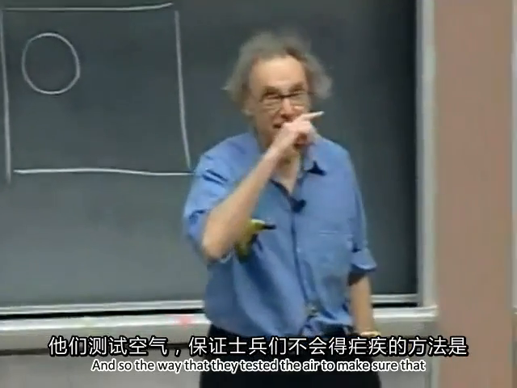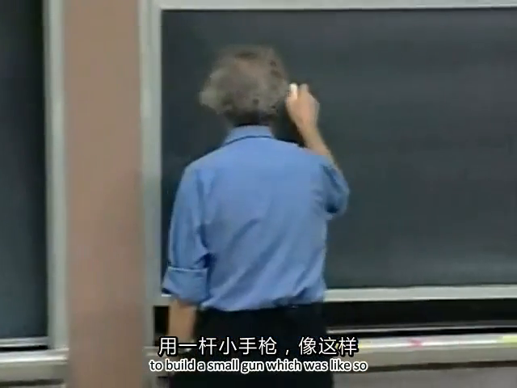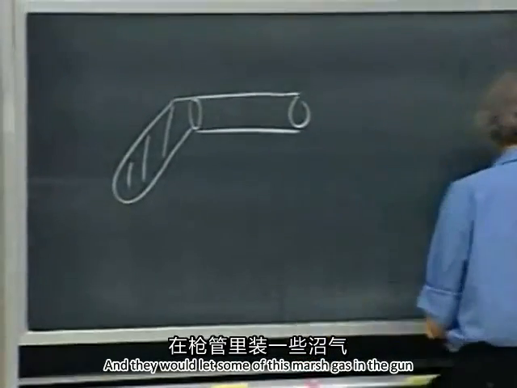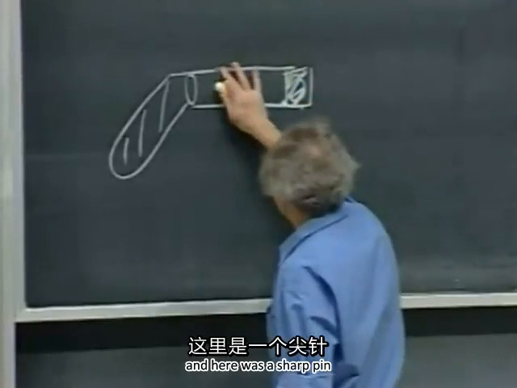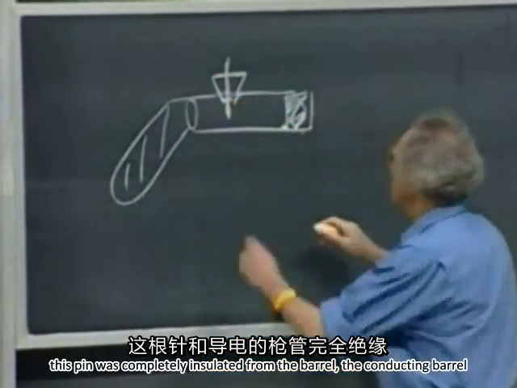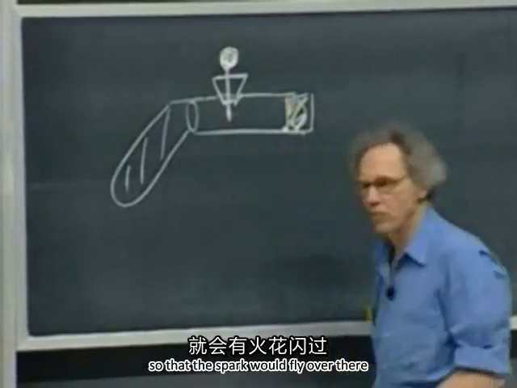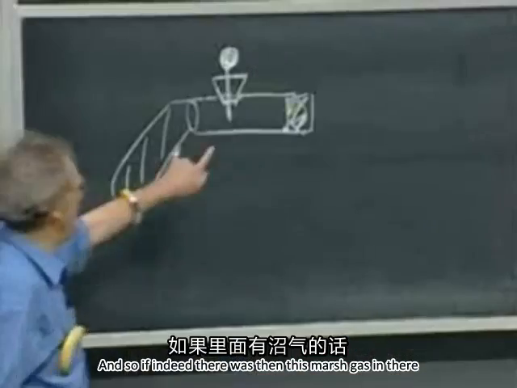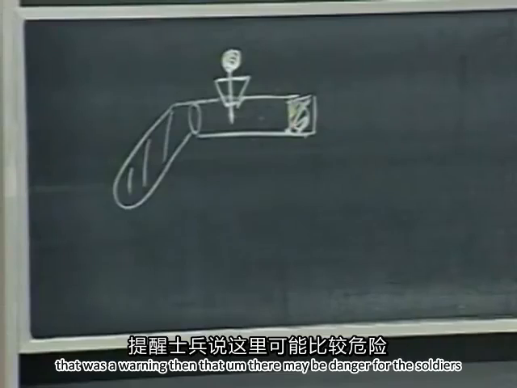And so the way that they tested the air to make sure that the soldiers wouldn't get malaria was to build a small gun, which was like so. This was a conducting barrel, and they would let some of this marsh gas in the gun and put a cork on here, close it off, and here was a sharp pin. This pin was completely insulated from the barrel, and then they would put some charge on here so that the spark would fly over there. It's really the precursor of the spark plug that we have in our cars. It's no different. And so if indeed there was this marsh gas in there, there might be an explosion, and that was a warning that there may be danger for the soldiers.